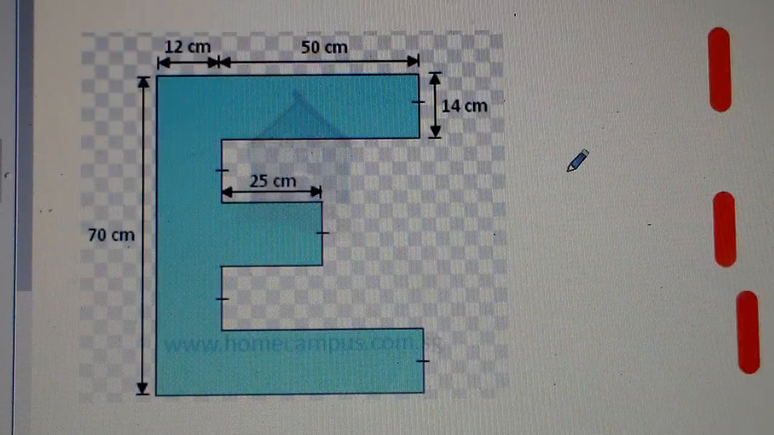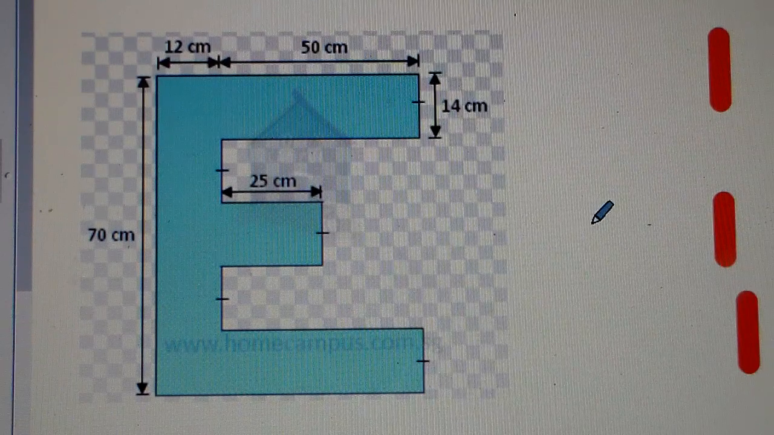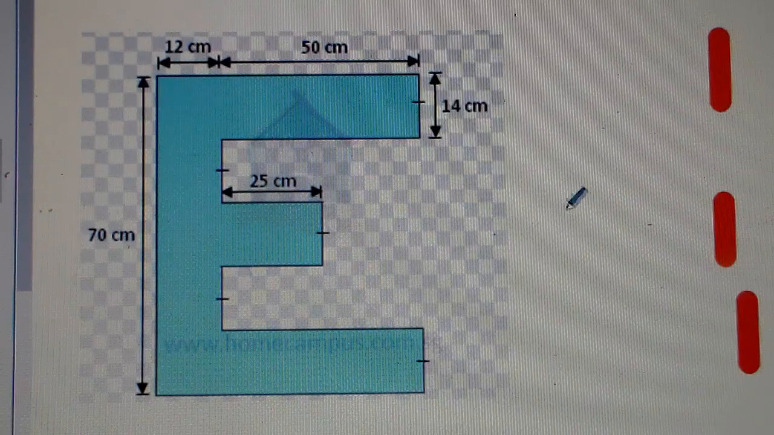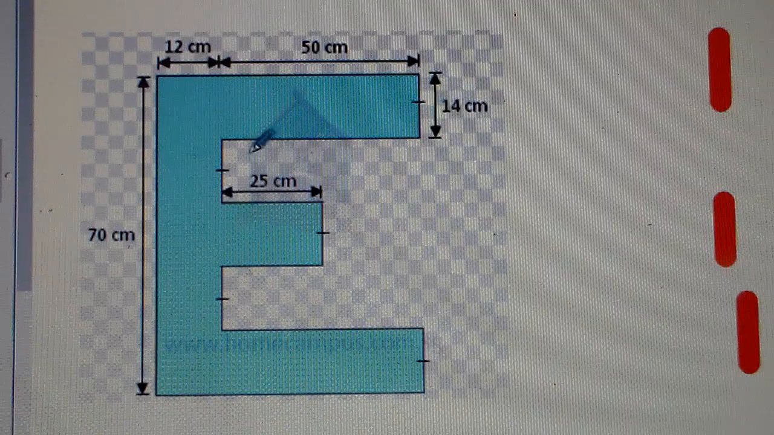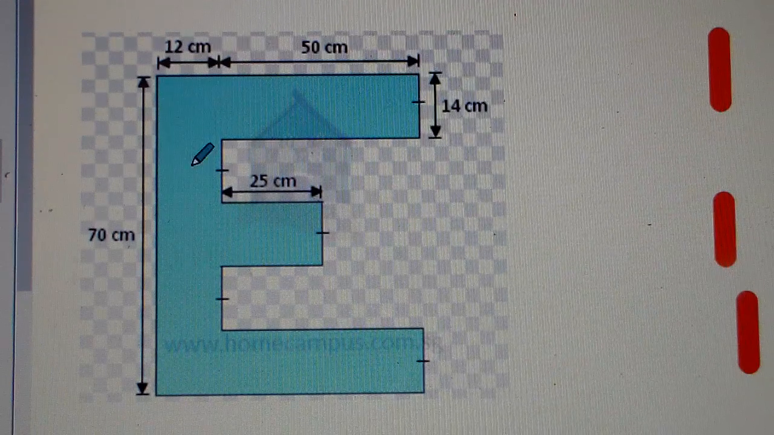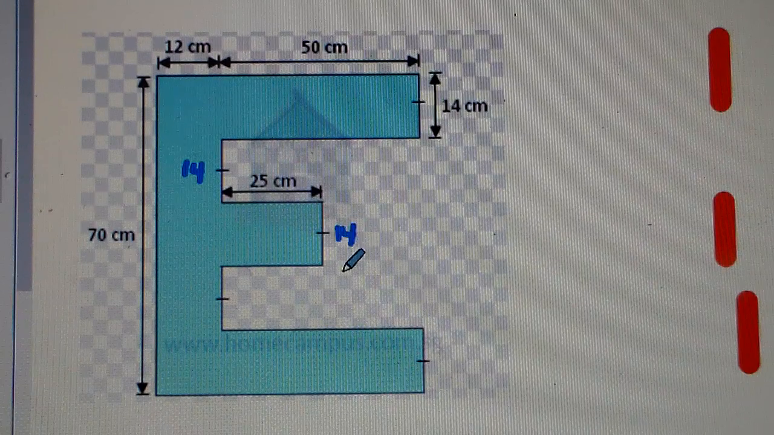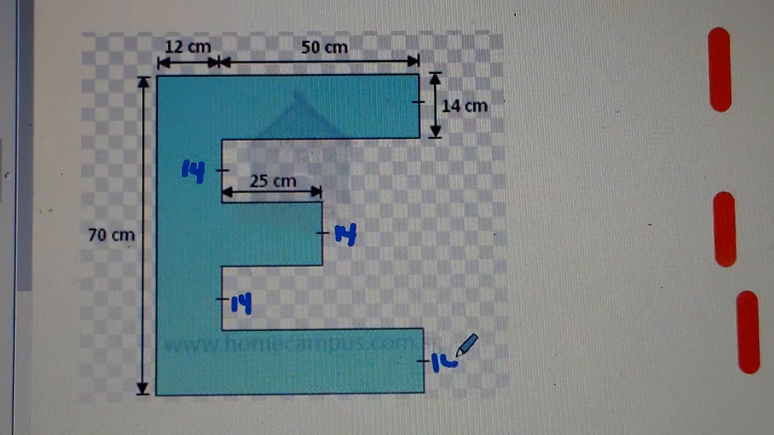Look at the letter E here. We've got to find the perimeter. Well, not all of them are labeled, so we're going to have to use some matching skills here and figure out what pieces match up with what. So this little 1 tick is 14. So everywhere we see a little 1 tick, that's 14. So 14 there, 14 there, 14 here, and 14's here.